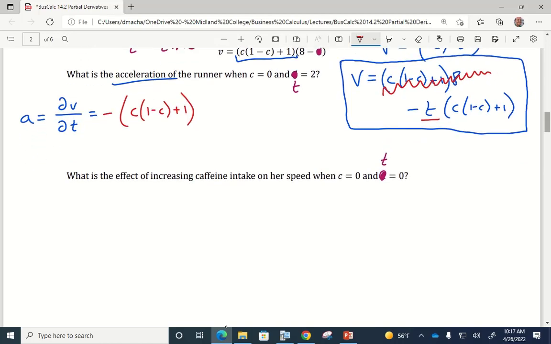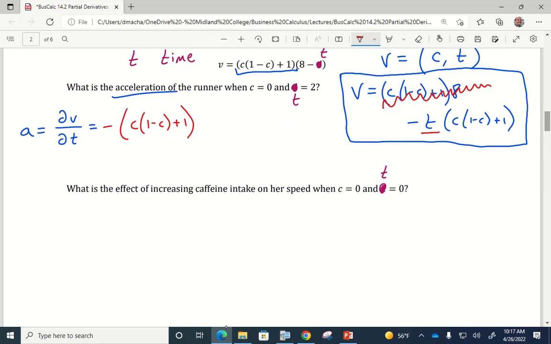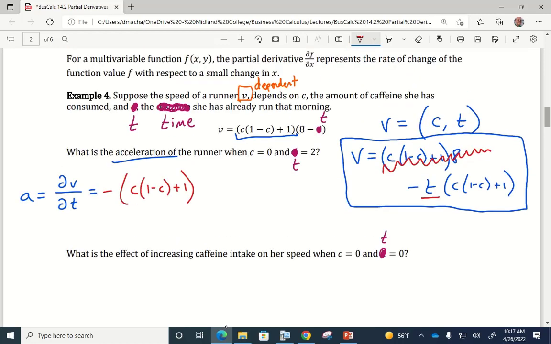My next question says, what is the effect of increasing caffeine intake on her speed when t is equal? Sorry, I didn't finish the previous question. So the previous question says, what is this acceleration whenever c is 0 and t is 2? Well, I actually don't have any t's left, but whenever c is 0, this would be 0 times 1 minus 0 plus 1. So it would be 0 plus 1. It looks like it would be negative 1.